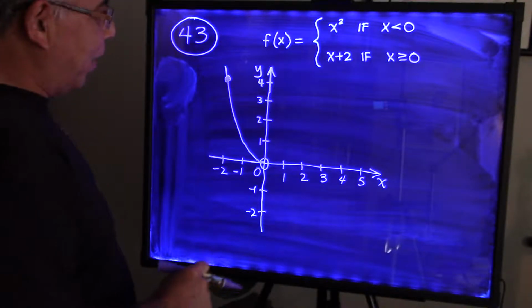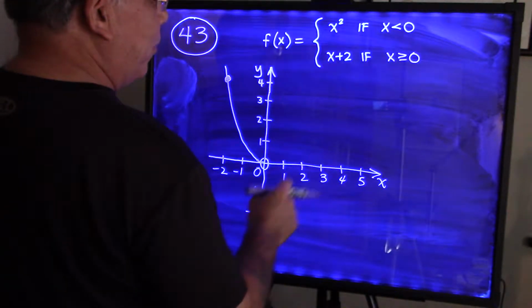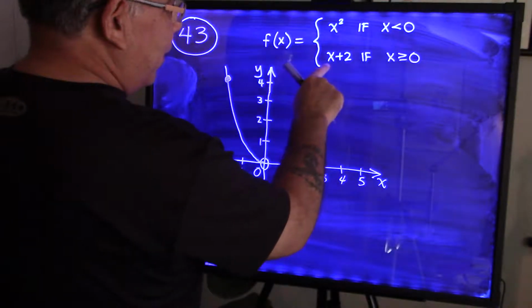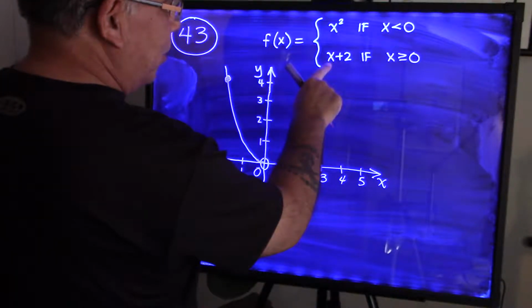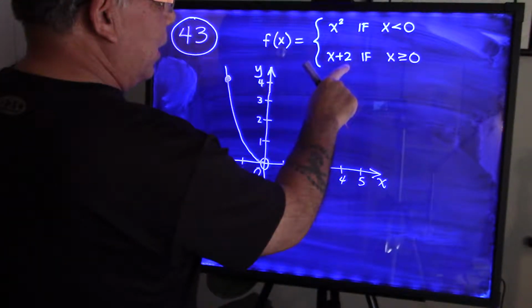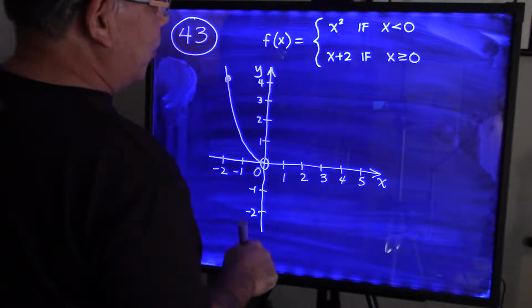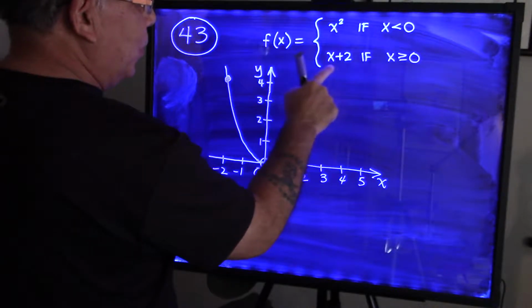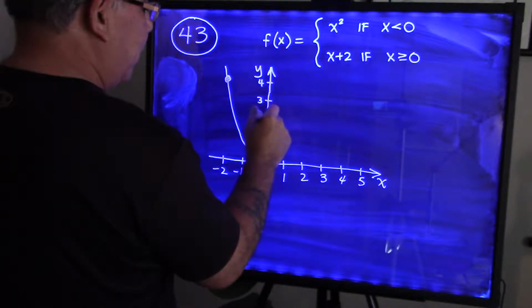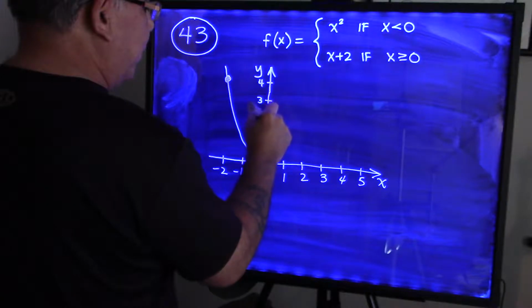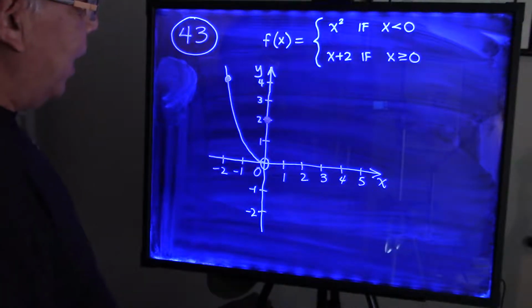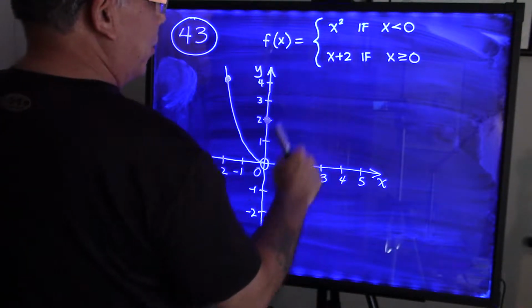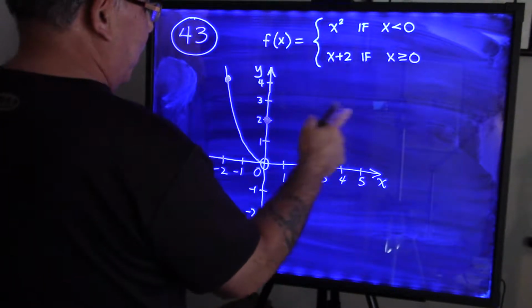And what else do we have? We've got y equals x plus 2 if x is greater than or equal to 0. This is in slope-intercept form. The slope is 1, and the y-intercept is 2, and we're including x equals 0. So when x is 0, y equals 2. That's the y-intercept, so we put a solid circle there. Now we use our slope. Everything to the right of the y-axis is y equals x plus 2.